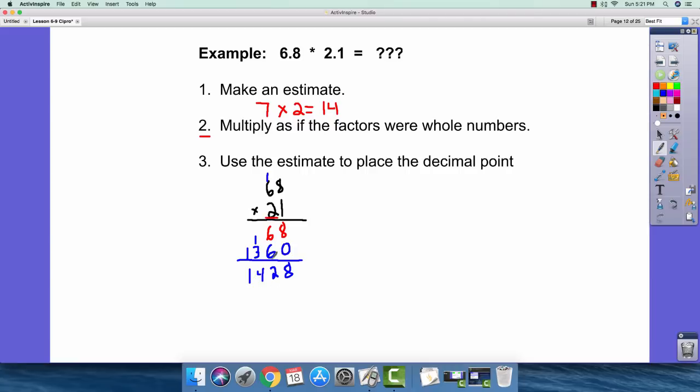So now this is the number that I came up with, okay? And now I need to use my estimate to help me place my decimal point within this number. So if my estimate is close to 14, the only logical place for me to place this decimal point is right between here, the 4 and the 2. So 14 and 28 hundredths is my answer. So go ahead and make sure you place your decimal point in there, pause the video, and make sure you have all of this in here.